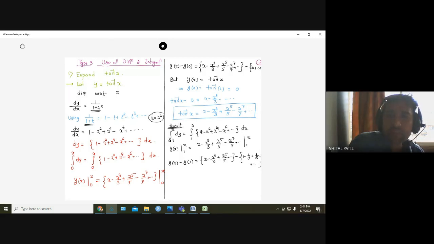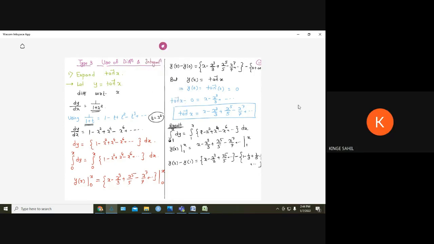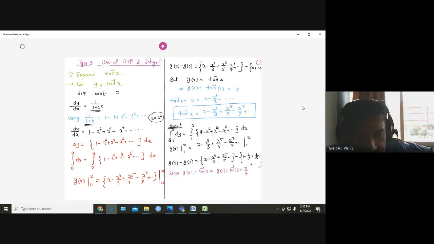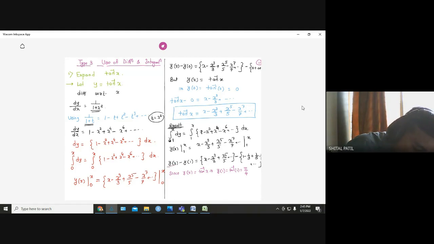Can anyone tell me what is y of 1? Since y of x is tan inverse x, y of 1 is tan inverse 1 and that is pi by 4. Can you find any conclusion from here about pi by 4? Yes, anyone? What is y of x? Y of x is tan inverse x.